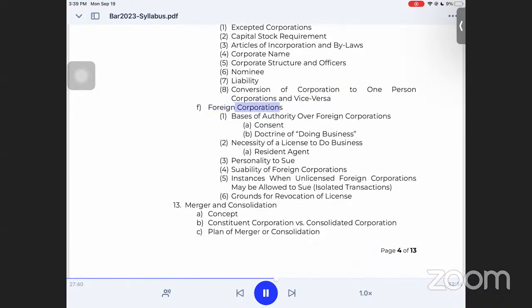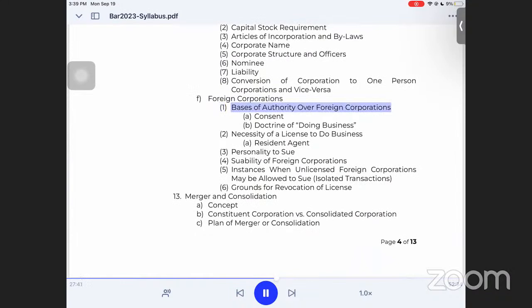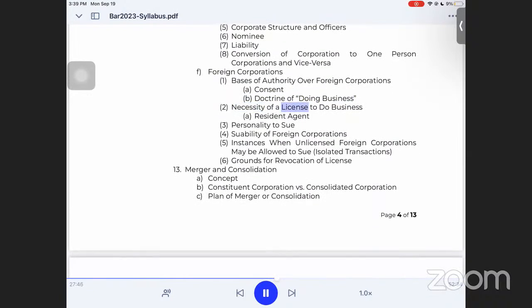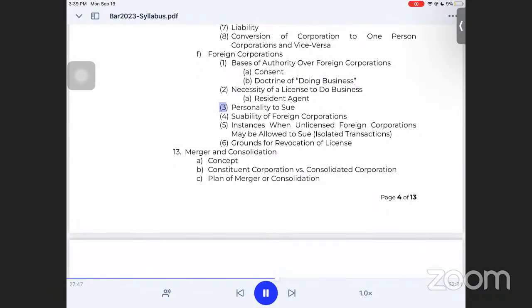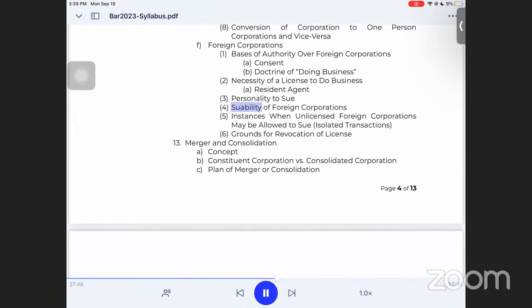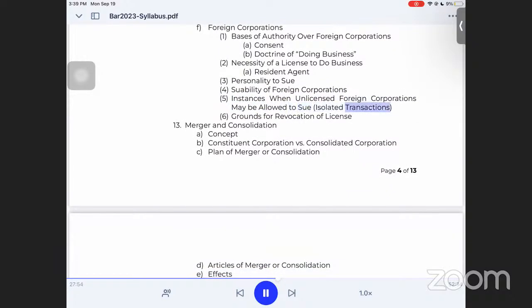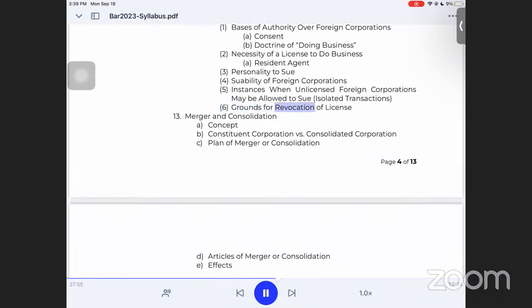F. Foreign corporations. 1. Bases of authority over foreign corporations. A. Consent. B. Doctrine of doing business. 2. Necessity of a license to do business. 3. Resident agent. 3. Personality to sue. 4. Suability of foreign corporations. 5. Instances when unlicensed foreign corporations may be allowed to sue: isolated transactions. 6. Grounds for revocation of license.